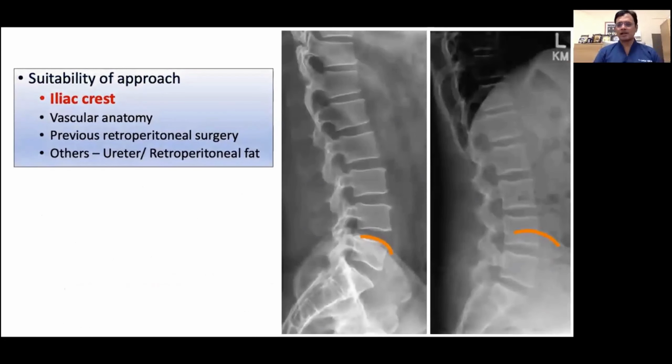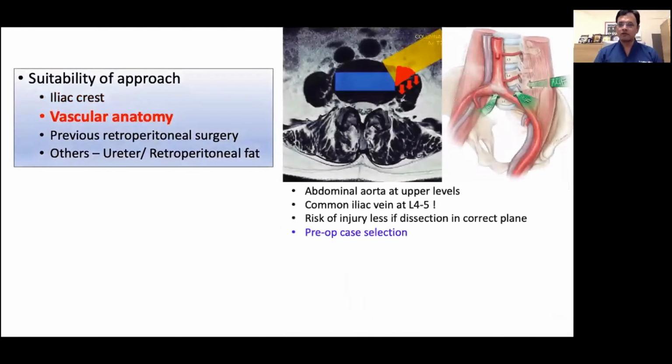Suitability of approach. Of course, the iliac crest was one of the main factors that we used to consider while dealing with trans-psoas approaches. For OLIF, it's not such a big deal because we approach from anterior, and then through the orthogonal maneuver we can place the cage in a horizontal position into the long axis of the disc, and that decreases the obstruction that the iliac crest can cause, even while treating L4-5 pathology in these particular cases.